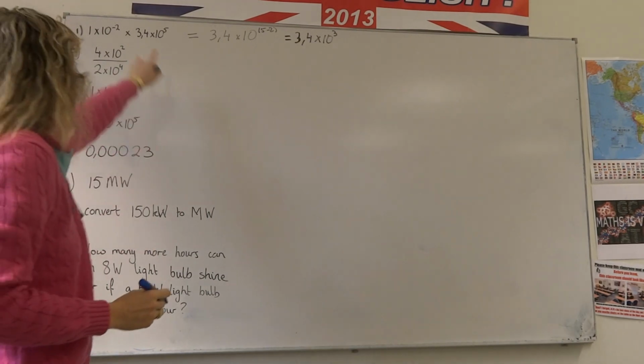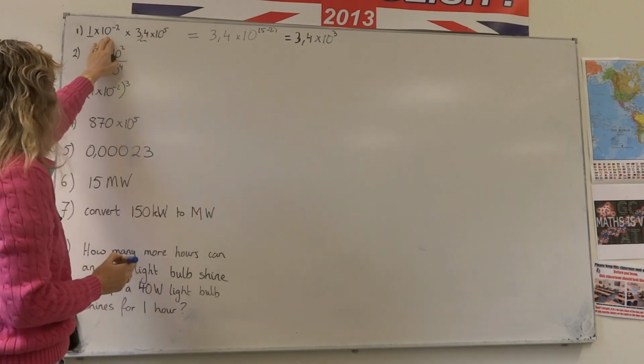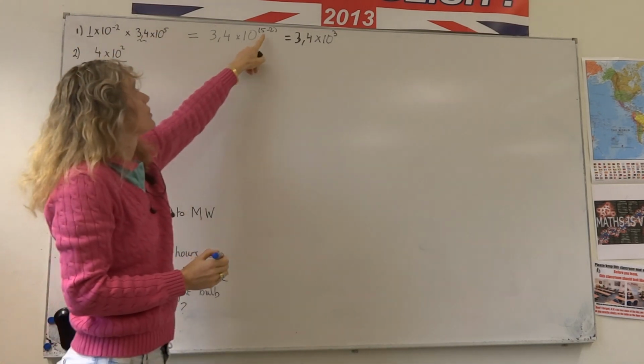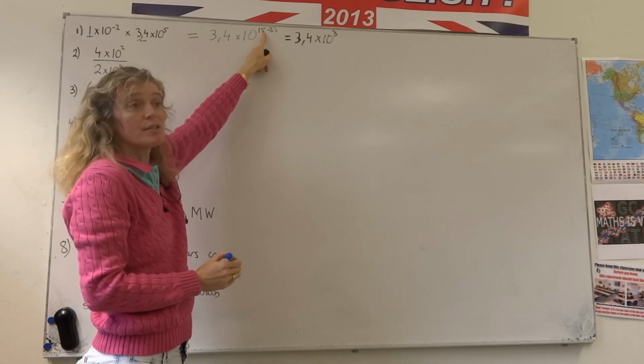That's the technique. Multiply the numbers first by themselves. Then when it comes to the powers, you add or subtract the powers. So if it's 5 and a minus 2, then it's 5 minus 2.